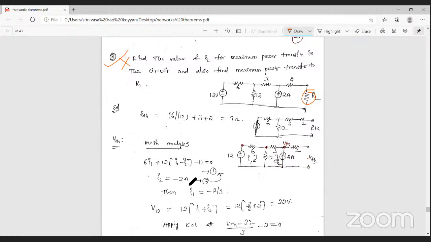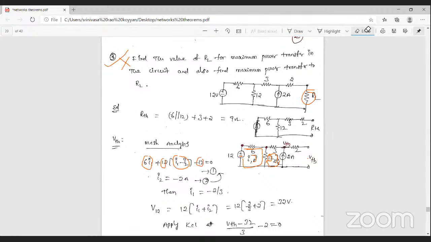Here we apply mesh analysis. Let us assume the current in this path is I1, and in this path is I2. Applying it, we get 6 into I1. Next, the current is entering the 12 ohm, but the current I2 is in the opposite direction. That's why I1 minus I2, and the resistance value is 12. Next, the current is entering the source, whose starting terminal is minus. That's why minus 12 is equal to 0. That is equation number 1.